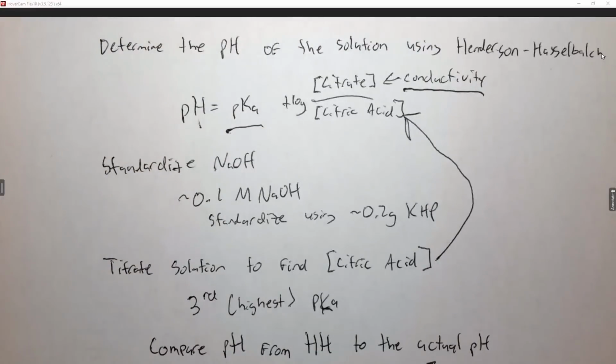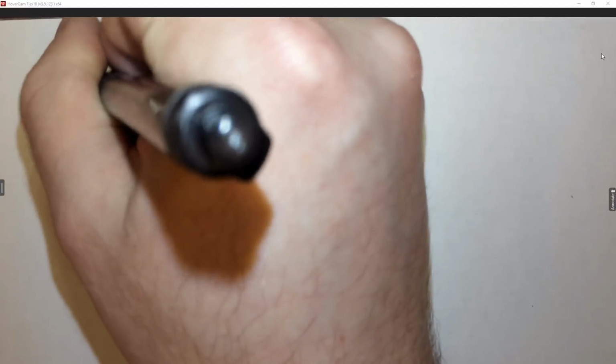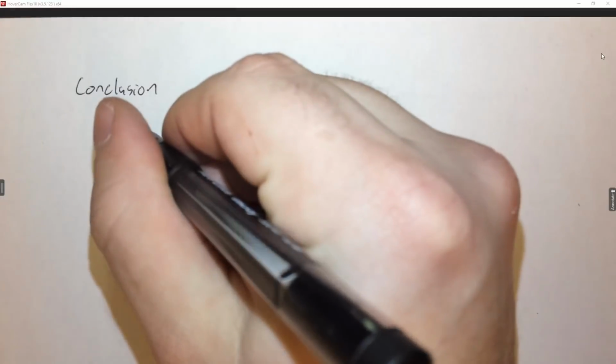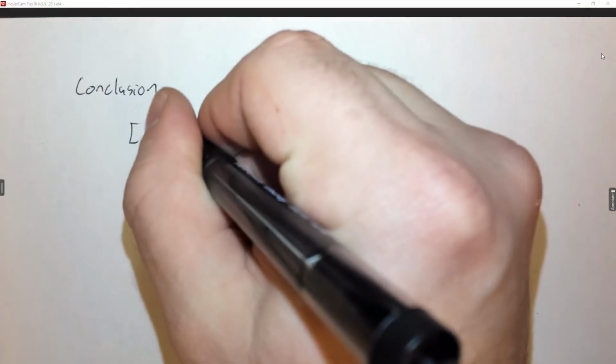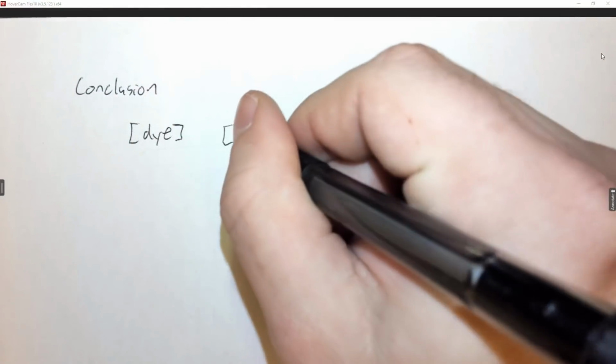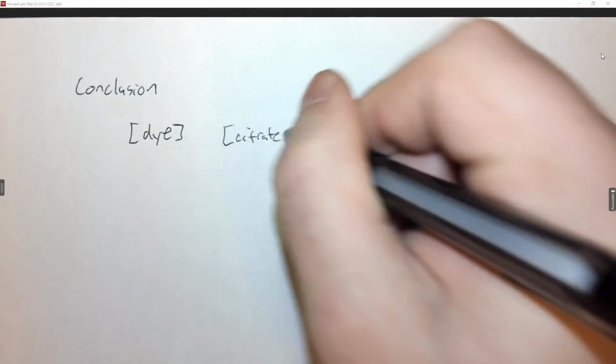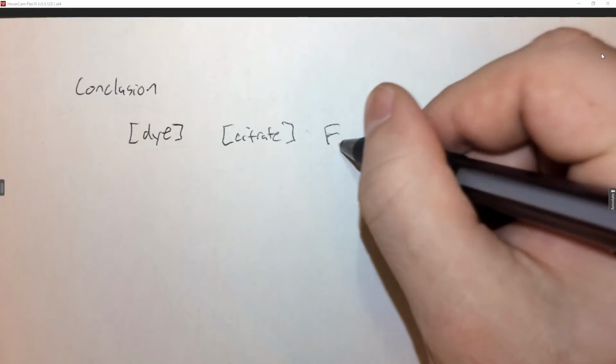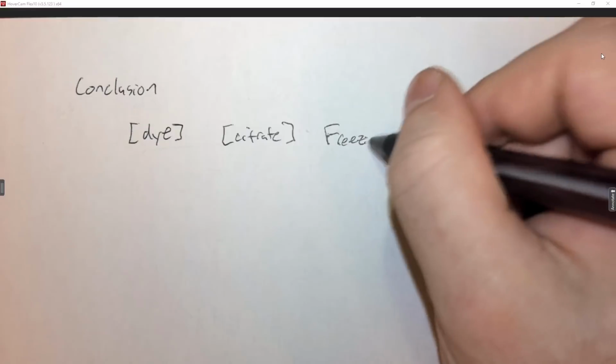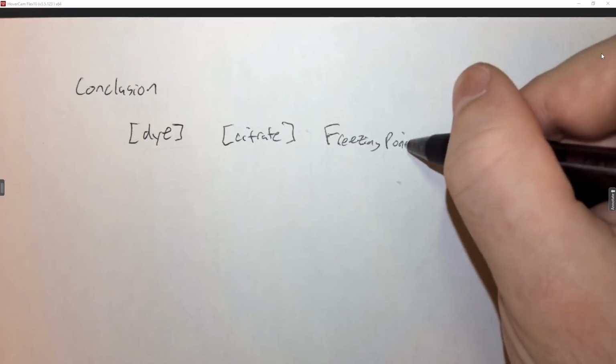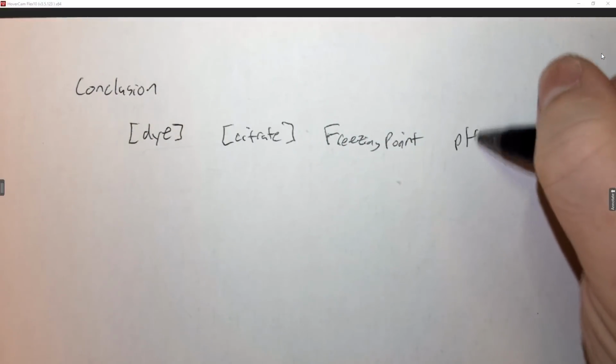So once you've done all of this, you're going to then need to finish up the experiment. So you're going to need a conclusion to your experiment. In this conclusion, you're going to have measured 4 things. You're going to find the concentration of your dye, you're going to find the concentration of your citrate, you're going to find the freezing point, and you're going to find the pH.